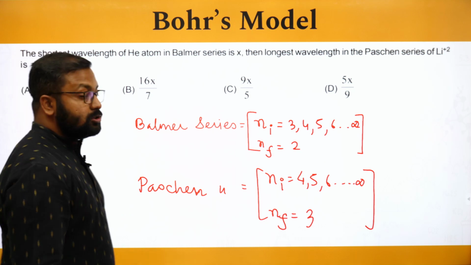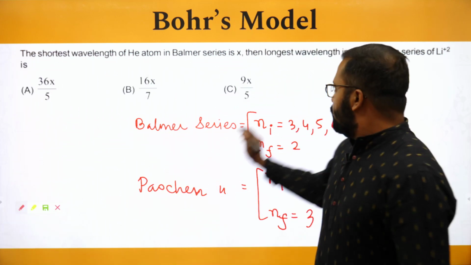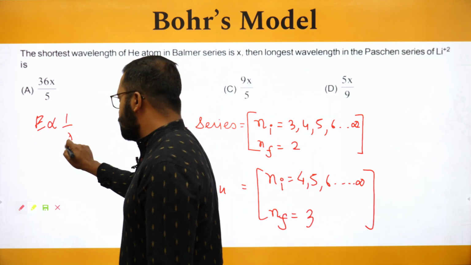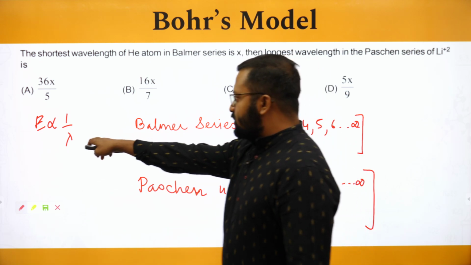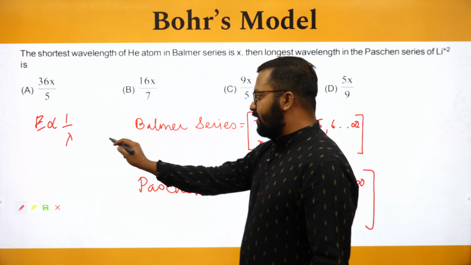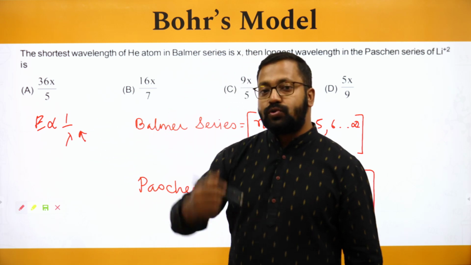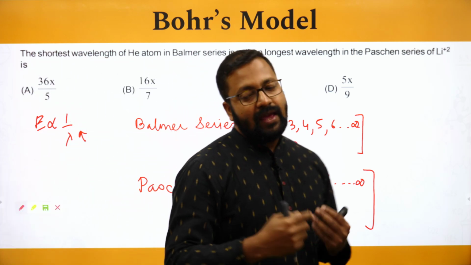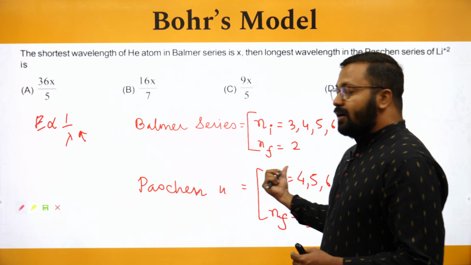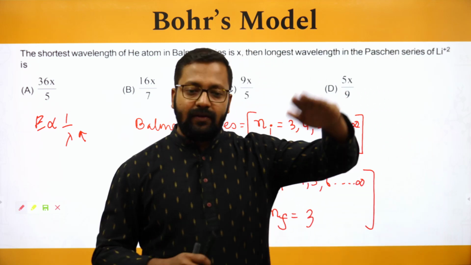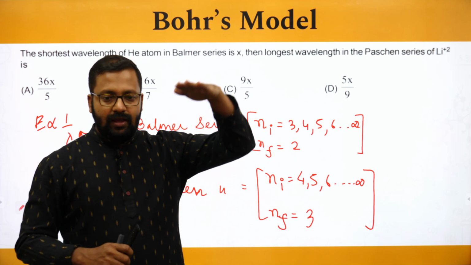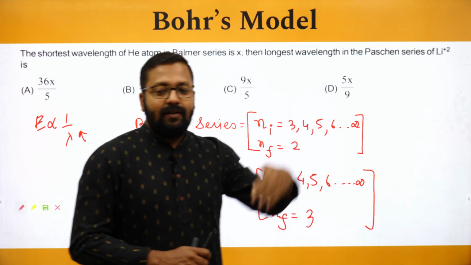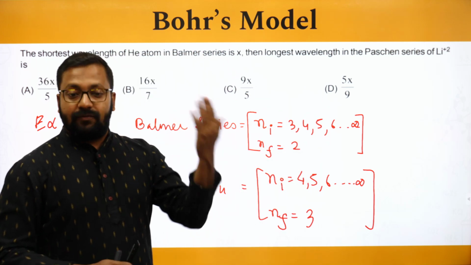Now the question is about the shortest wavelength and the longest wavelength. Do you know this relation that energy is inversely proportional to lambda? So when wavelength increases, what happens to the energy? Energy will decrease. We will learn this a while later, but for now there are so many different orbits, like energy levels 1, 2, 3, 4, K, L, M, N. So these orbits turn out to be different energy levels.